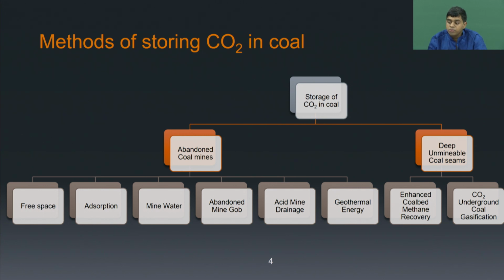Broadly divided into two categories once again, abandoned coal mines and deep unmineable coal seams is in which the storage could be done. Now, abandoned coal mines have a lot more methods, but they have a lot less field tests being conducted on them, and deep unmineable coal seams have a lot more field tests that have been conducted on them. Let's have an in-depth look on the methods coming under both.